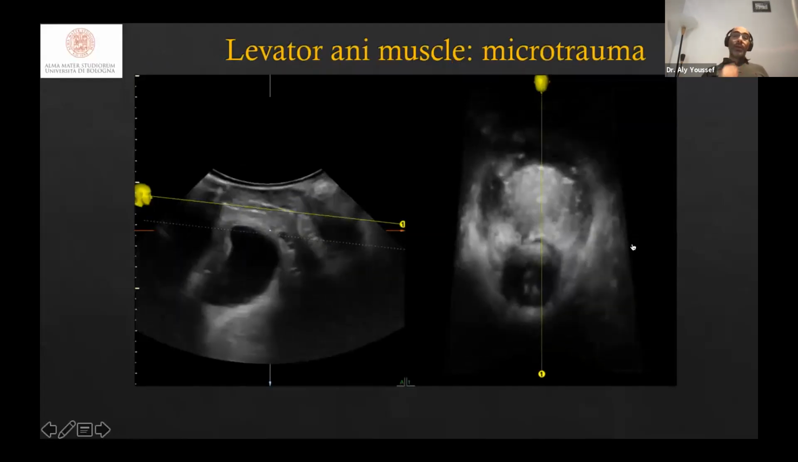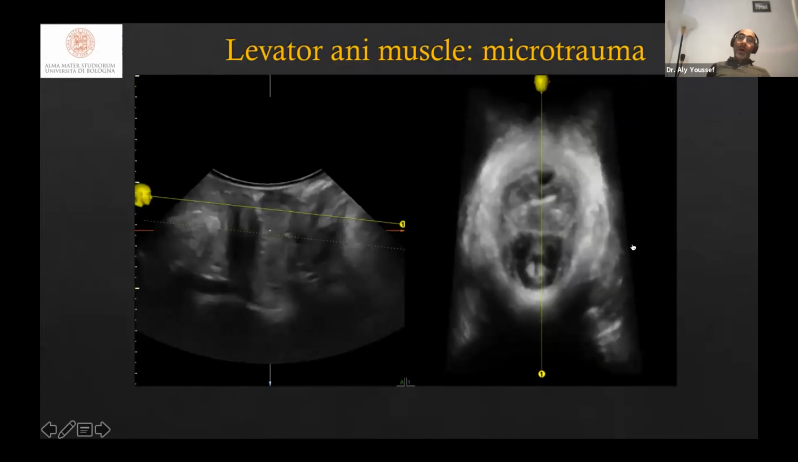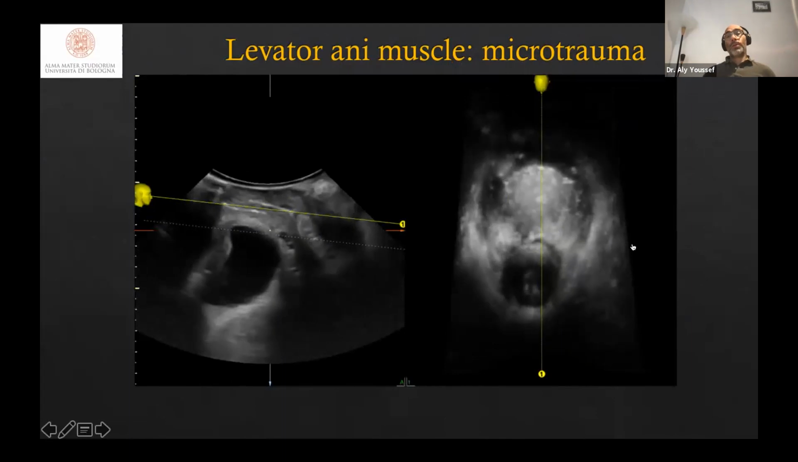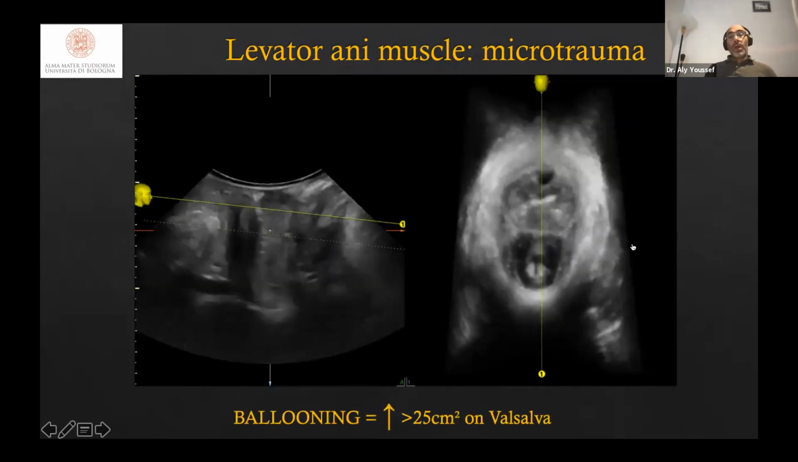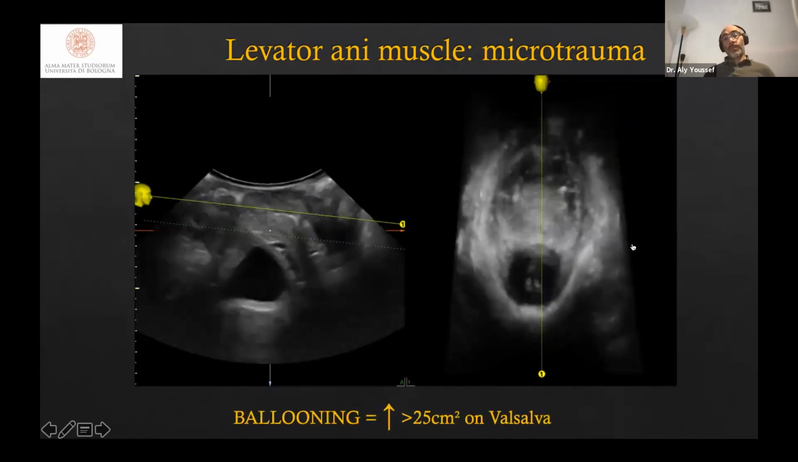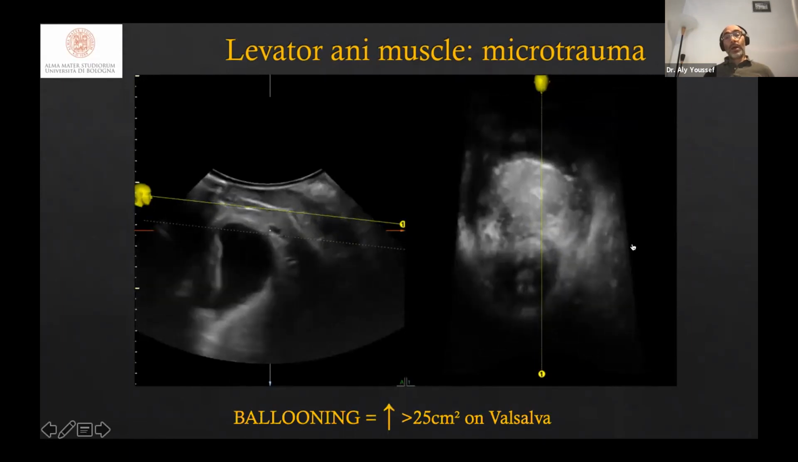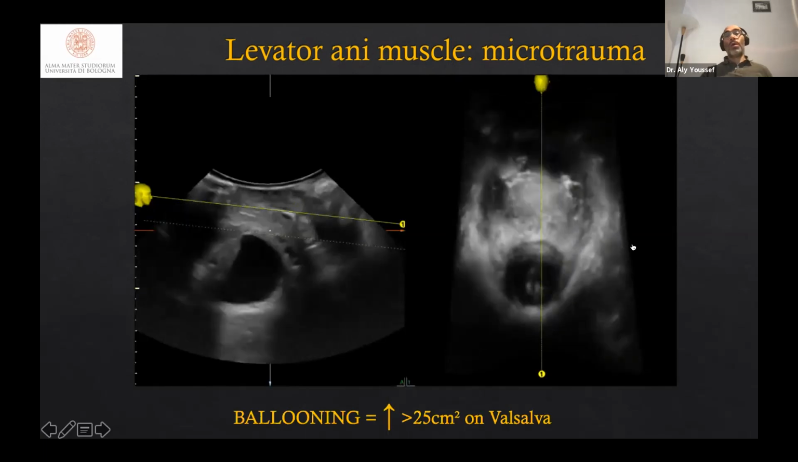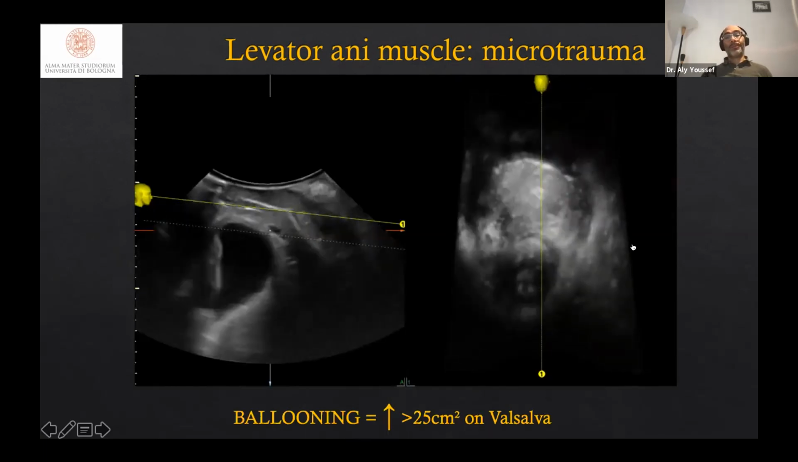avulsion. And this is how you see the microtrauma or the ballooning of the levator ani muscle. You ask the patient to push, and then you have a levator hiatal area of more than 25 centimeters squared on maximum Valsalva.